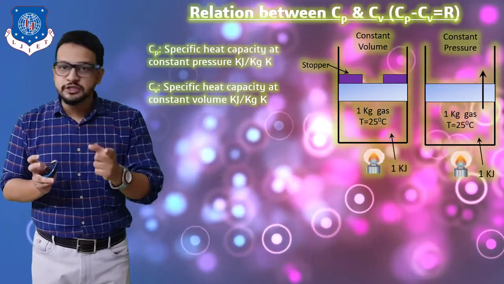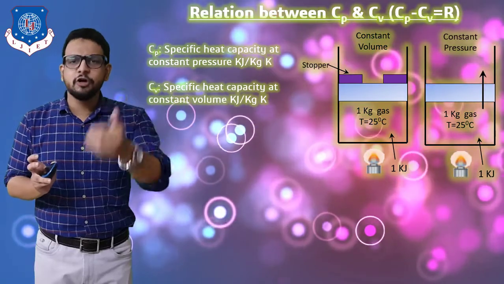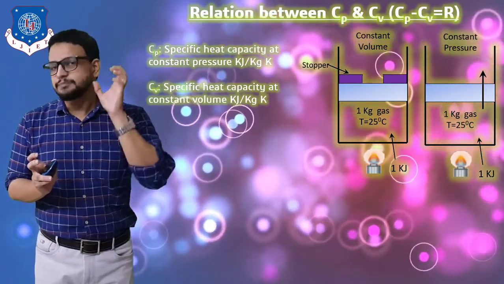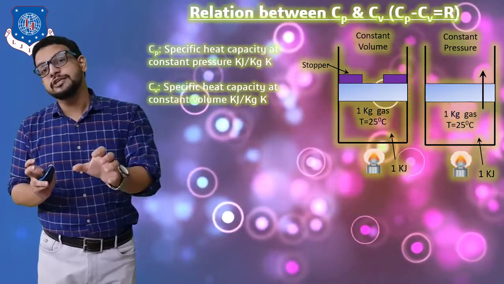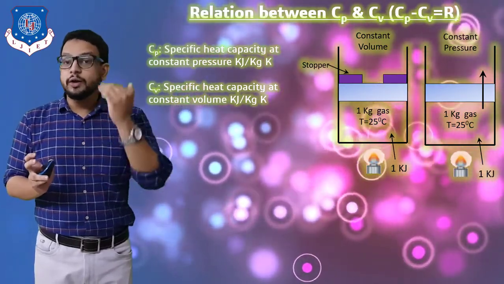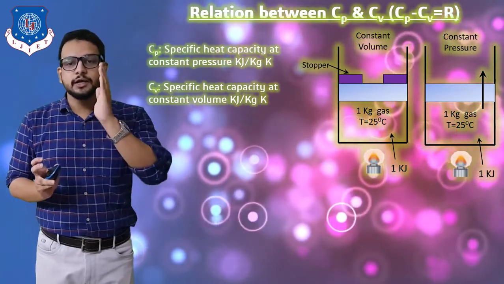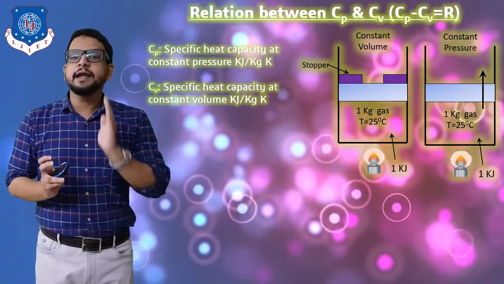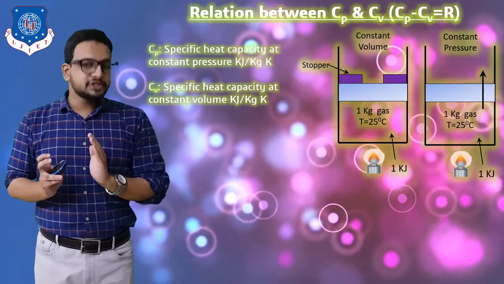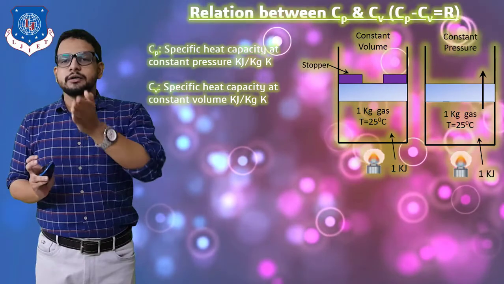Now the next question that comes up is why a particular gas, let's take the example of oxygen, has a specific heat capacity at constant pressure as well as at constant volume. Why is it so? In order to understand this, I have shown two piston-cylinder diagrams. In the first case, I am supplying heat energy to a gas at constant volume. In the second case, I am supplying heat energy to a gas at constant pressure.